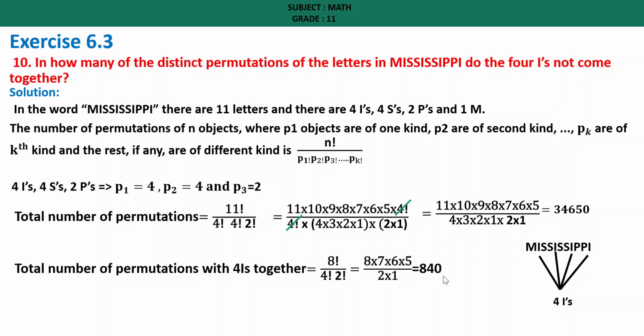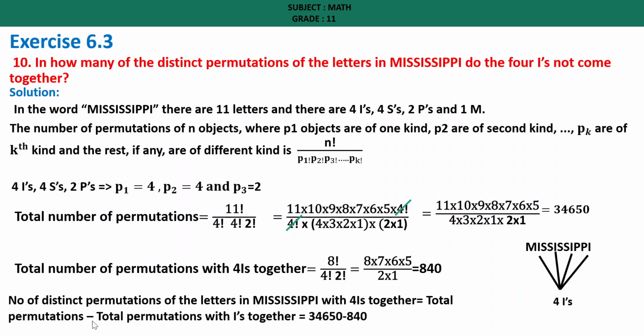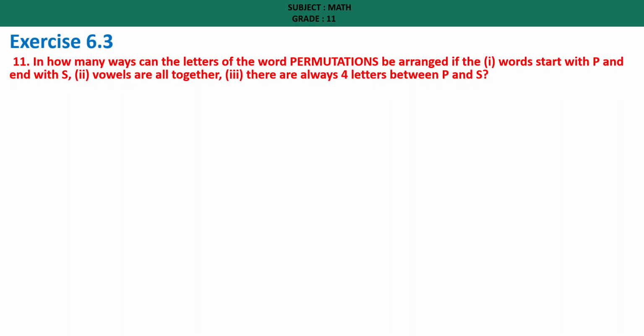That is 840. Therefore, the number of distinct permutations of the letters of Mississippi with the 4 I's together is equal to total number of permutations minus total permutations with I's together. That is 34,650 minus 840, which is equal to 33,810. Therefore, the number of distinct permutations of the letters in Mississippi with the 4 I's not together is equal to 33,810.